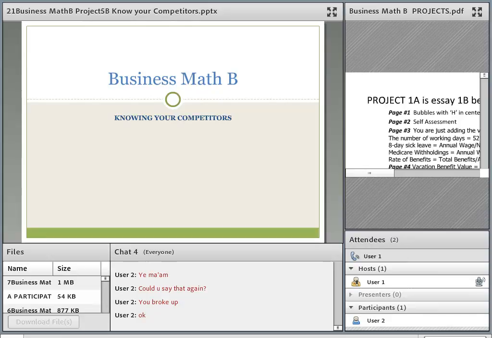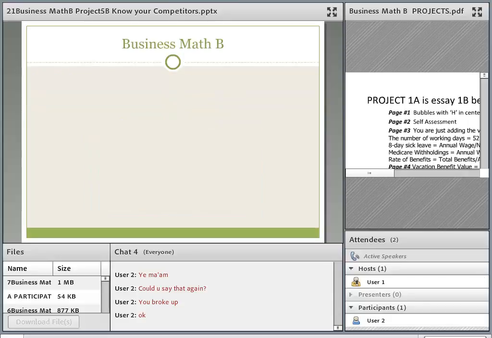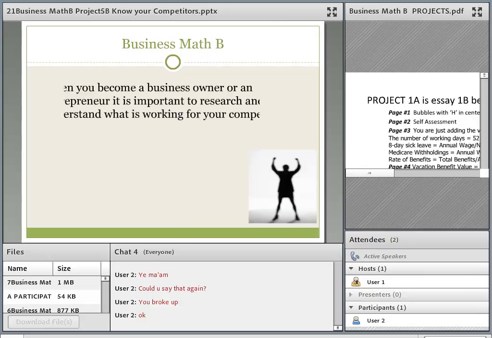Today we're going to cover a concept called knowing your competitors. See the little picture here of the different types of people walking on the street. It's really important when you go into business to understand what your other competitors are providing. That allows you to know who you are, allows you to grow your own company, and it also allows you to make sure that you're not missing any new concepts or new technology that you need to add to keep current with the market.